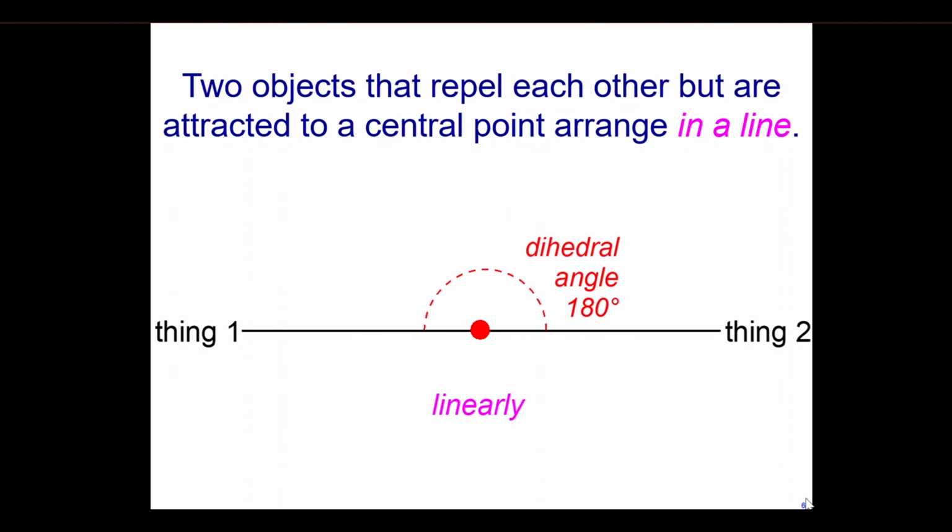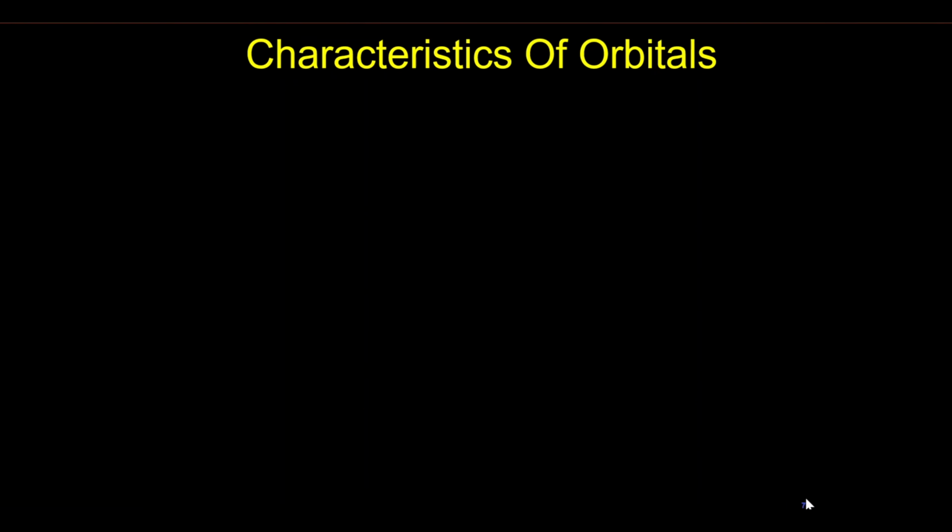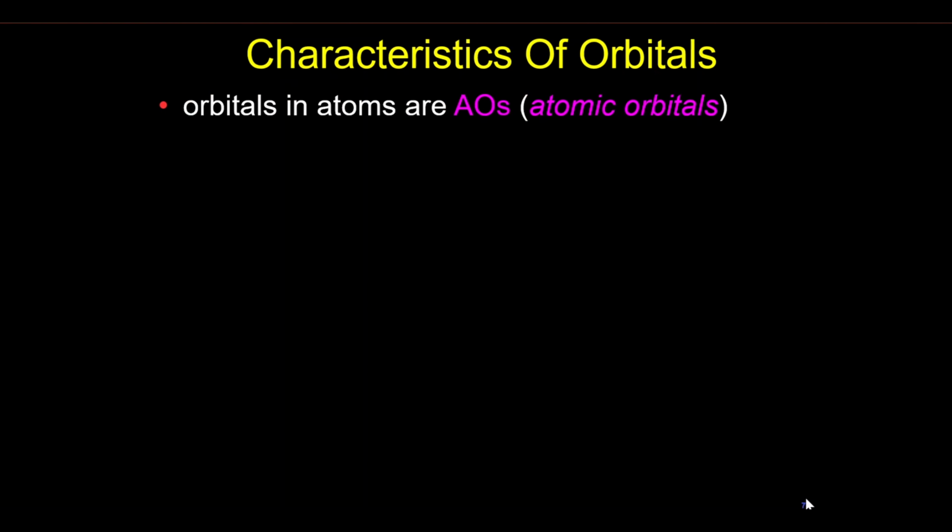Let's talk about orbital characteristics because we need to know which orbitals to use for 2 objects aligned at 180 degrees. But before we go into that, we need to digress and talk about characteristics of orbitals in general. What are orbitals on atoms called? Atomic orbitals.